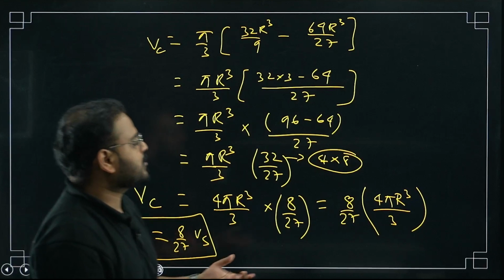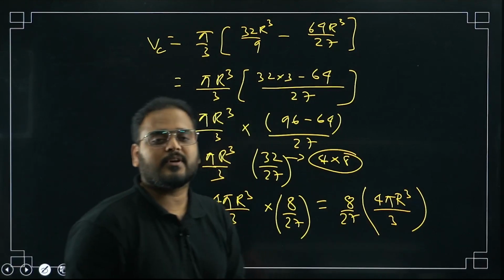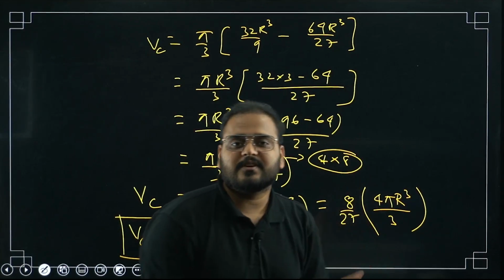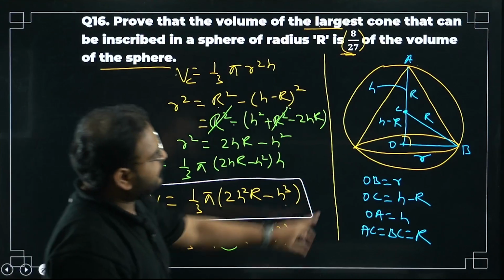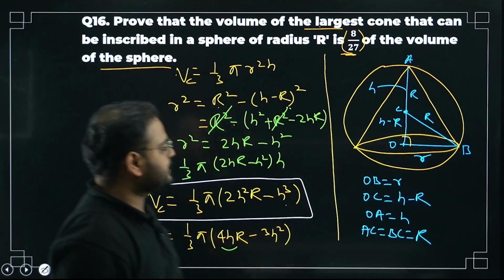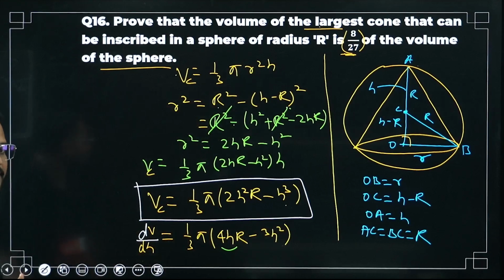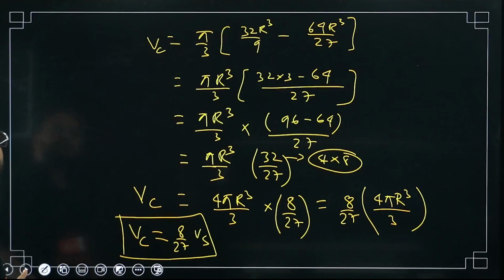How come? Because 4 pi r cube by 3 is the volume of a sphere, where r is the radius of the sphere. Please check once again, one last time. Please check AC and BC. Shall I move on? Yes, this is clear. Question number 16 is over.